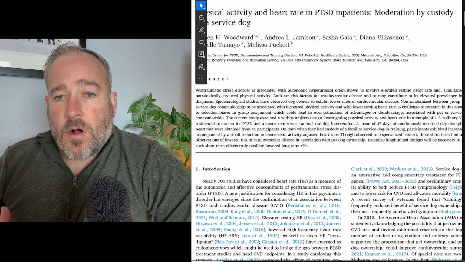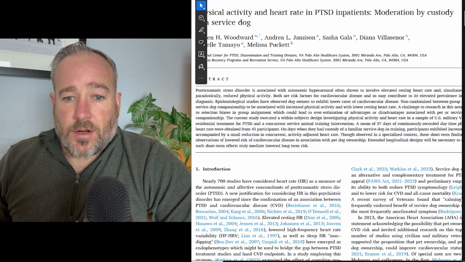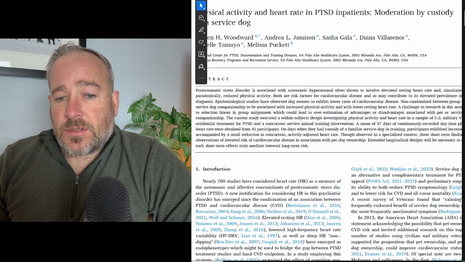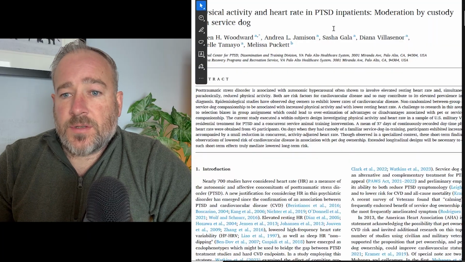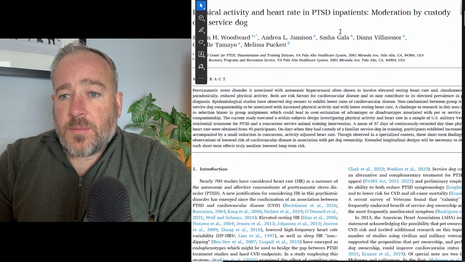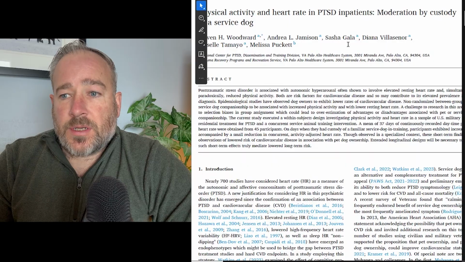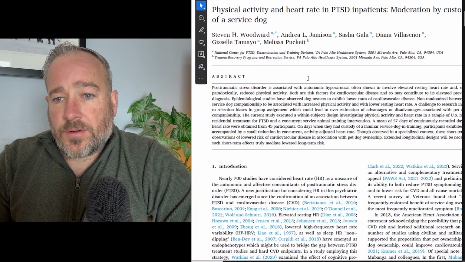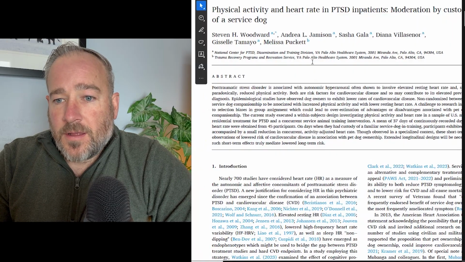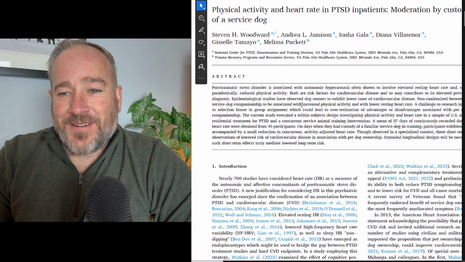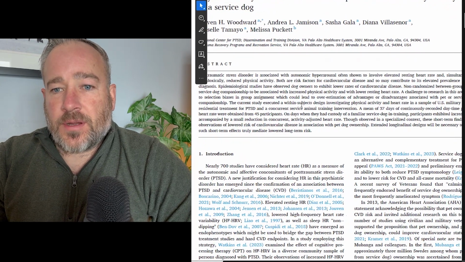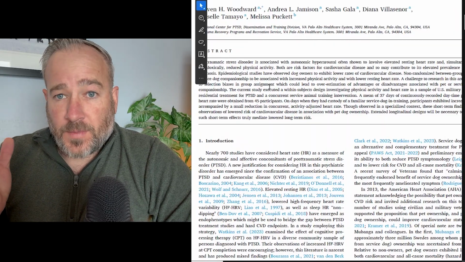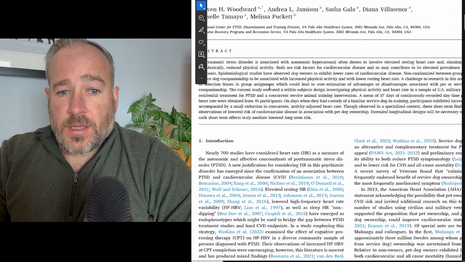So we'll walk through section by section the abstract, the introduction, methods, results, and discussion. And we're going to use this PTSD and service dog study as an example. So the title is Physical Activity and Heart Rate in PTSD in Patients, Moderation by Custody of a Service Dog. The lead author is Steve Woodward, also all of these people are actually friends of mine. So I know their research and I know that their scientific approach is very solid, very oriented towards doing good science.